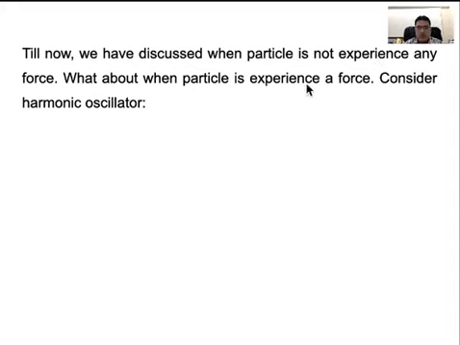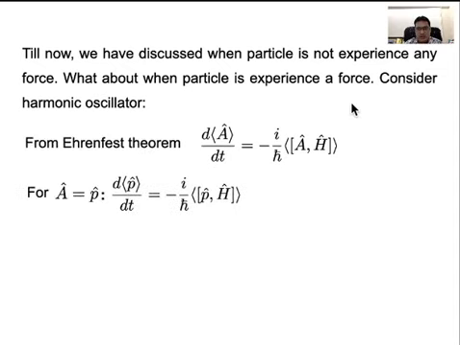What about when the particle experiences a force? Consider a harmonic oscillator. So this is our definition of the Ehrenfest theorem. Now if I take my A as P, then based on the Ehrenfest theorem, d over dt of the expectation value of P is equal to minus i over h cross, the commutator of P with H. And now instead of a particle in a box, I'm going to consider a particle experiencing a force, related to the potential associated with the harmonic oscillator. So now my Hamiltonian is p square over 2m plus half m omega square x square.